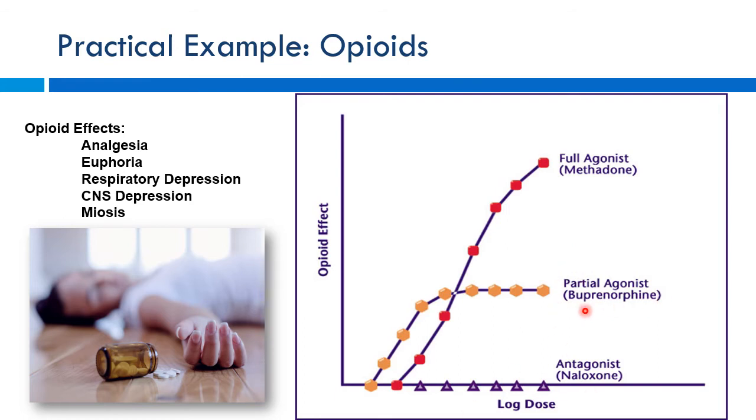Lower max effect. So this is a drug called buprenorphine. Have you ever heard of Suboxone or Subutex? That is a partial agonist, also used for addiction treatment. But again, this is one of those partial agonists. It doesn't matter how much drug I give, I'm only going to get partial effects out of this, right?